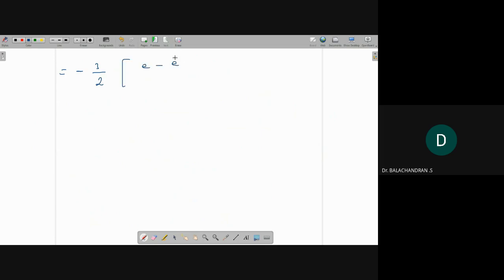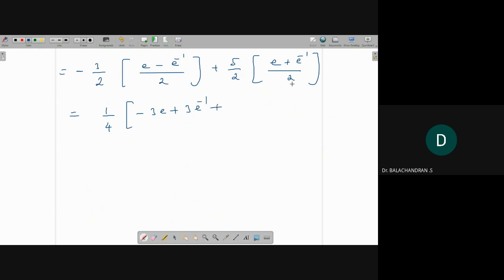e minus e power minus 1 by 2 plus 5 by 2 into e plus e power minus 1 by 2. Okay, so here I took 1 by 4 commonly. So minus 3e plus 3 e power minus 1. Remaining is what? 5e plus 5 into e power minus 1. So this is equal to 1 by 4.